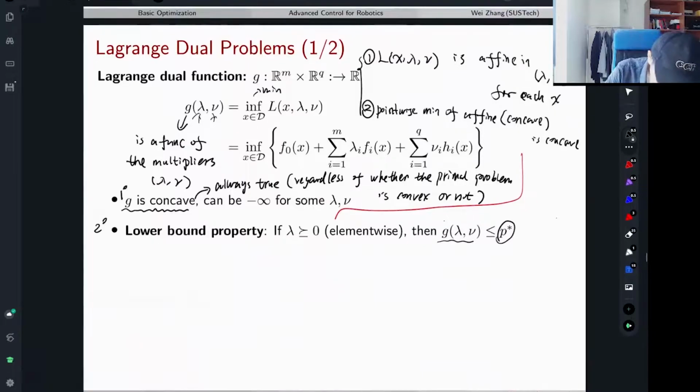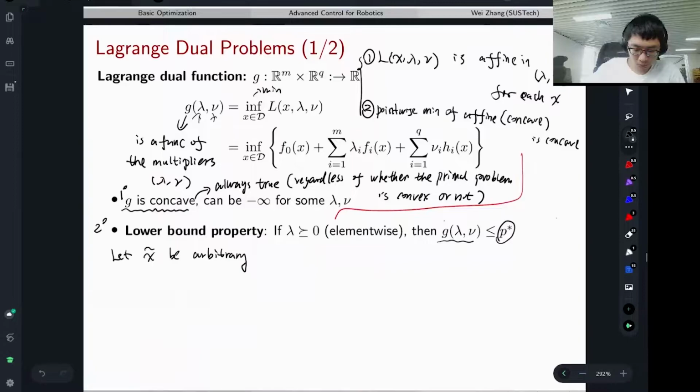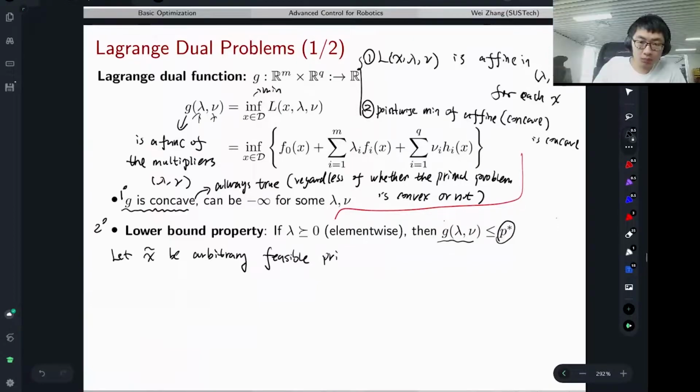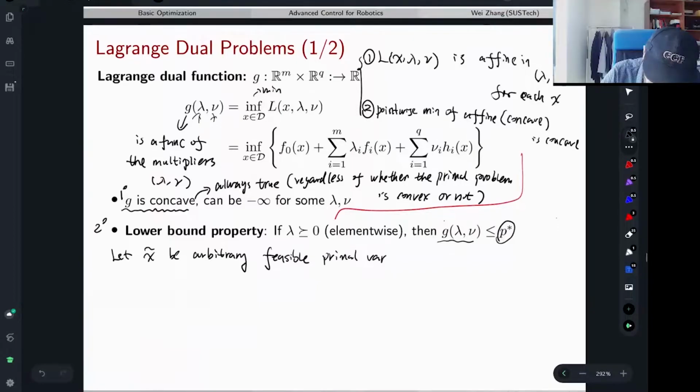We can prove this. It is quite simple to prove, but it's important to illustrate some subtle concepts. So let me go over the proof. So let's say I have, let's call it x tilde. Let's be arbitrary. A primal feasible, okay, this is a feasible primal variable.